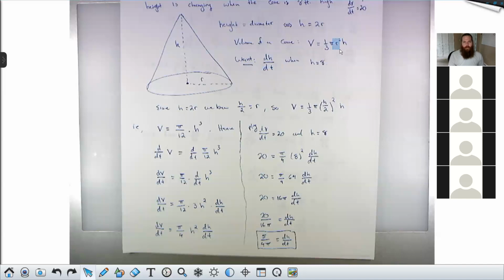The way I get rid of the r is by using this relationship. Since h is always equal to 2r, we know h over 2 is always equal to r. Just divide both sides by 2. That means anywhere there is an r in this equation, I can replace it by h over 2, and that gives me this. Then I simplify this as much as possible algebraically before taking any derivatives. Simplifying this gives me this.